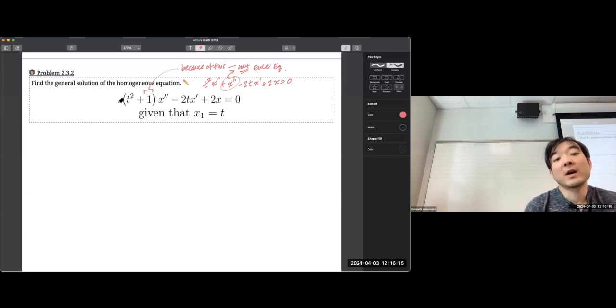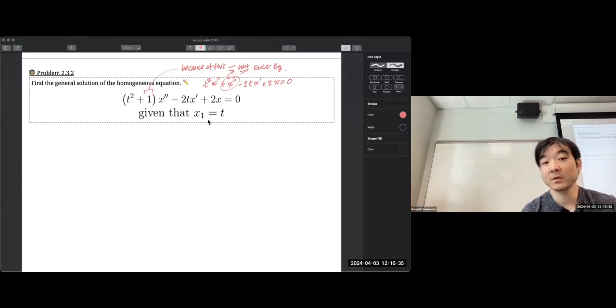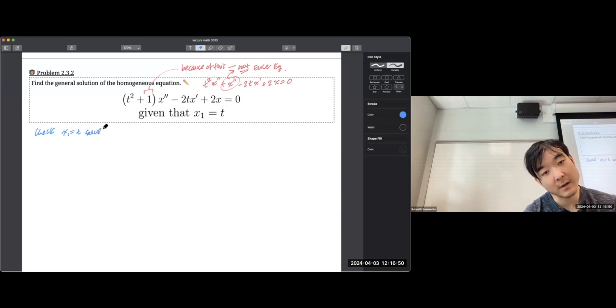So if you were to try to find the homogeneous solutions, x1 and the other one, you wouldn't be able to because it's not an Euler equation, but I'm going to give you one of them. So I'll say one of the homogeneous solutions is t. We could check that this is an actual solution. So x1 equals t solves the ODE.